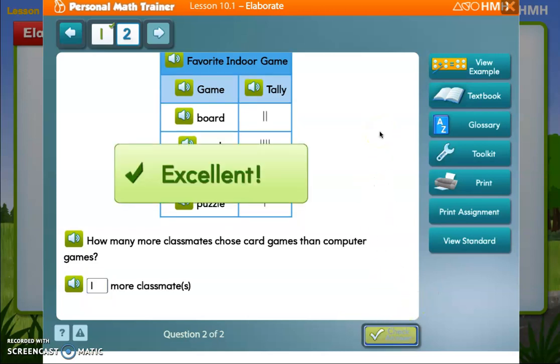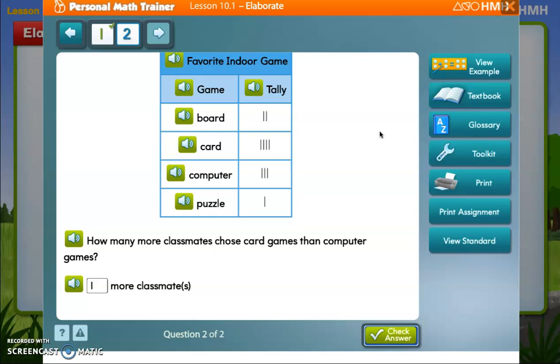Excellent! Okay, so that's just another example of how you can also use a survey to collect the data and then use the data to answer questions like this. How many more classmates chose one thing than the other? What was the most popular option that was chosen? What was the least popular option that was chosen? So that's kind of how we use data to answer certain questions like that.